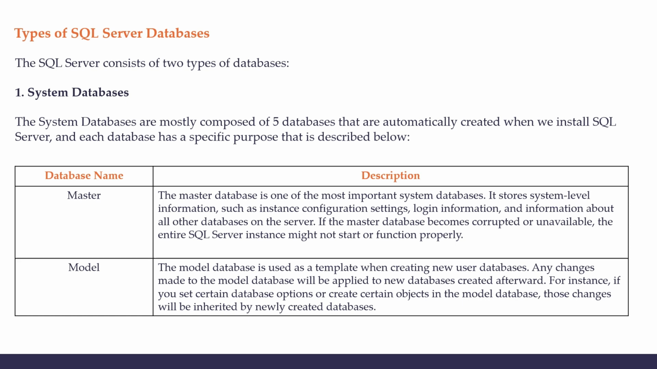Master. The master database is one of the most important system databases. It stores system-level information, such as instance configuration settings, login information, and information about all other databases on the server. If the master database becomes corrupted or unavailable, the entire SQL Server instance might not start or function properly.